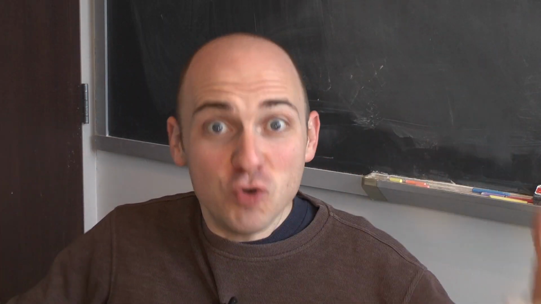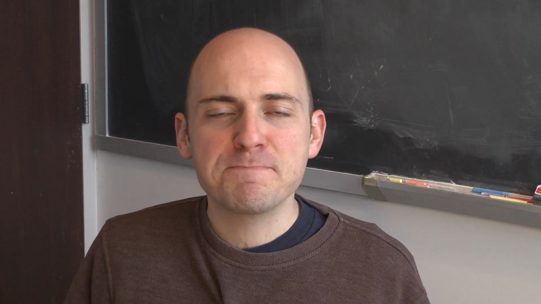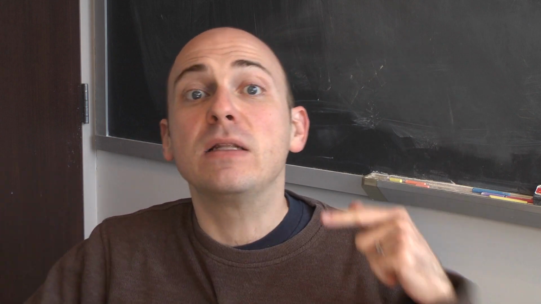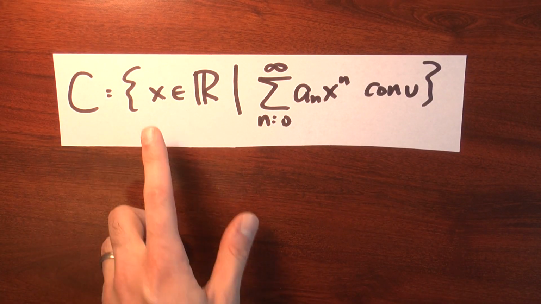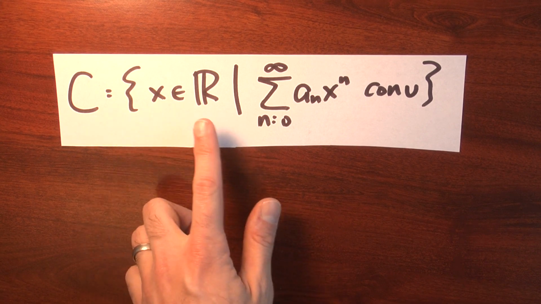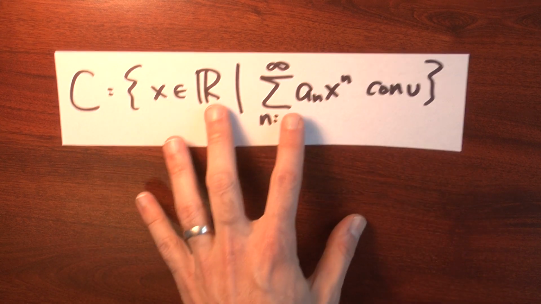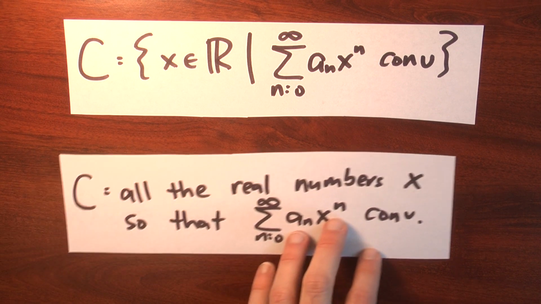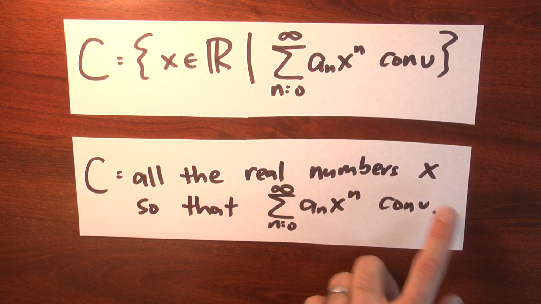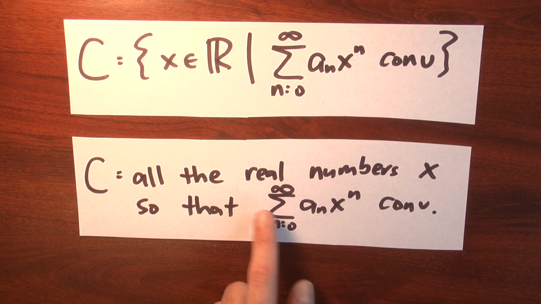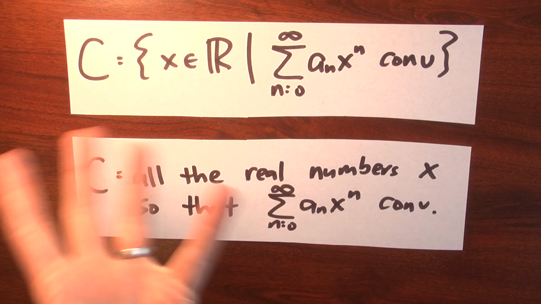And this is the usual case. This is usually what happens. So let's talk about this though. Let me be a little bit more formal. Let me give a name to this. Let's call C the collection of all real numbers so that this power series converges. Or in words, C is all the real numbers x so that this series converges. It's a collection of numbers. The big deal here is that C is an interval.